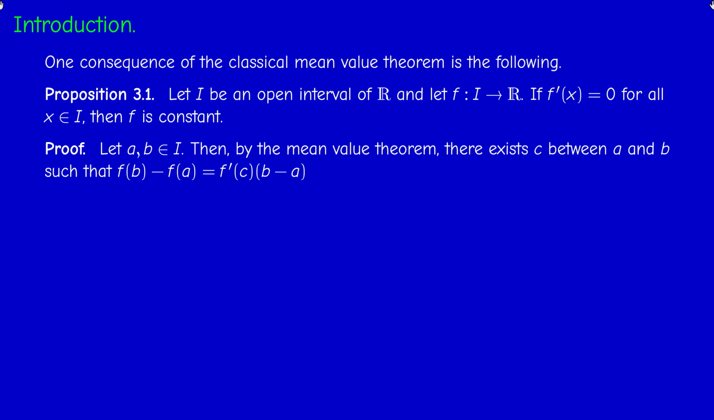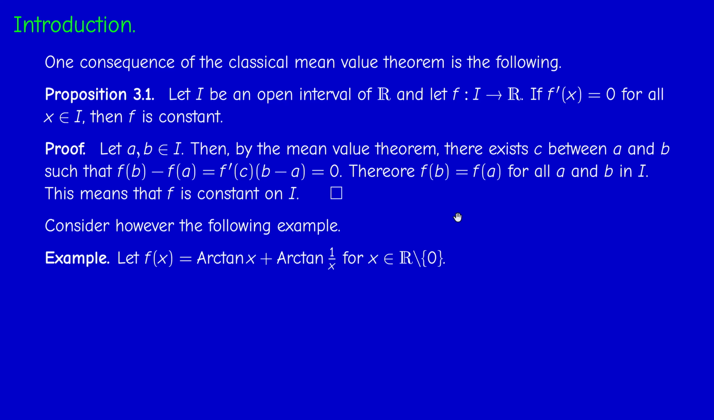two arbitrary points a, b in I, then when we apply the mean value theorem, we can write f of b minus f of a equals f prime of c times b minus a. But if f prime vanishes, then f prime of c is 0, and therefore you get f of b minus f of a equals 0, and therefore f of b equals f of a. And this is true for all a and b, and this precisely means that f is constant.